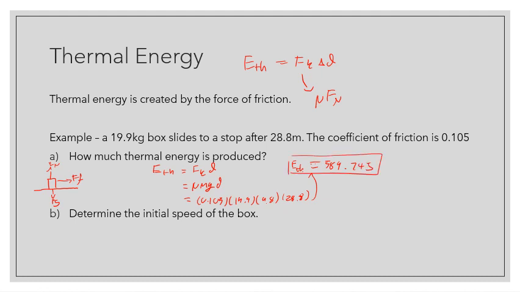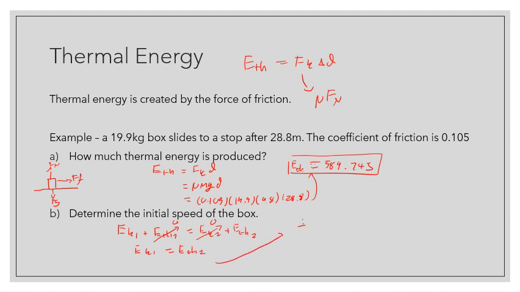Now we have to determine the initial speed of the box. We can find this using the conservation of energy. EK1 plus ETH1 is equal to EK2 plus ETH2. The first thermal energy is equal to 0, because it's not moving yet, so there is no friction. And the final kinetic energy is also equal to 0 because it's no longer moving at the end. So EK1 is equal to ETH2.